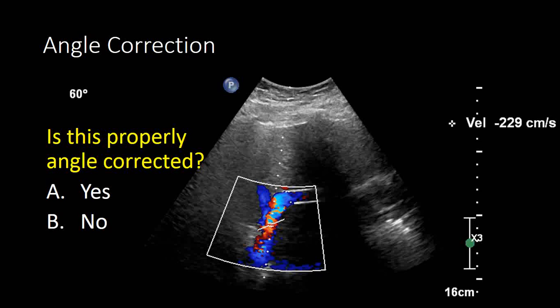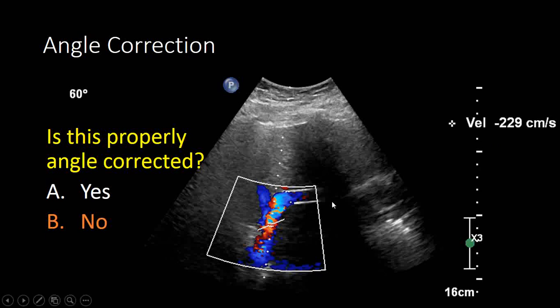Here's another case. I want you to take a look at this image and decide whether this is properly angle corrected. So again, this is improper angle correction. In this case, we see color flow that appears to be aliasing in the distal tips. It almost looks like an area of stenosis. And then we have a velocity provided to us that's 230 centimeters per second, which is going to lead us to conclude in this study that the patient has tip stent dysfunction.